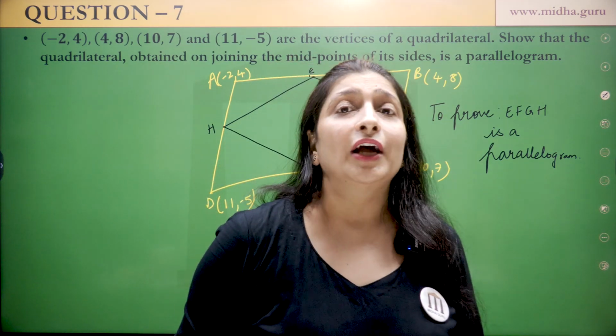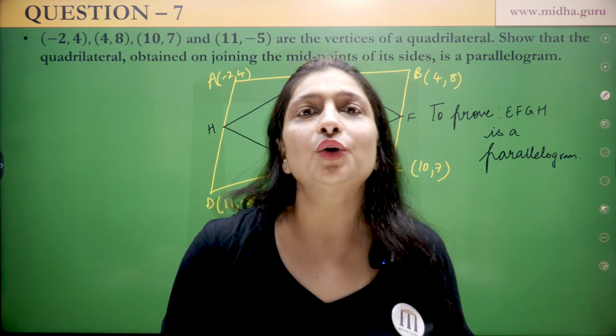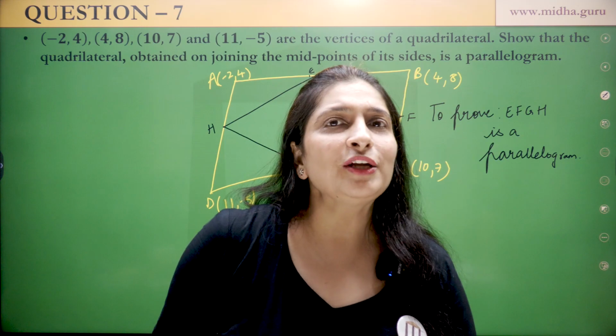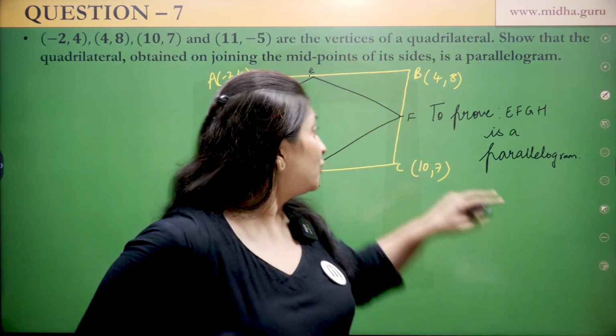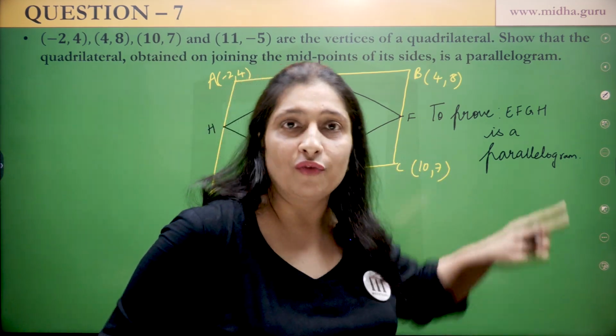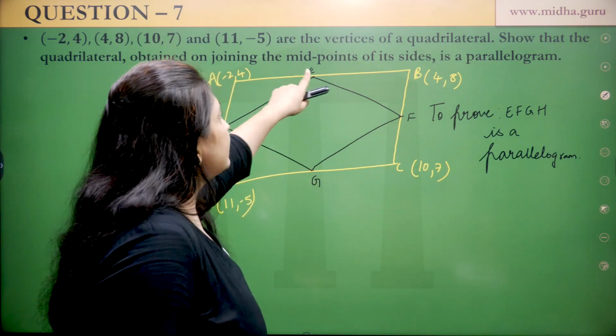But for that we need the vertices of the quadrilateral, right? But it's not given. The vertices are not given. So we can find out what information is given about the vertices. The vertices of this quadrilateral, which we have to prove as a parallelogram, are the midpoints of the given quadrilateral, this yellow quadrilateral. Now this is the midpoint.